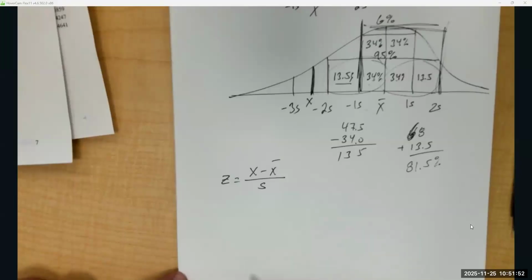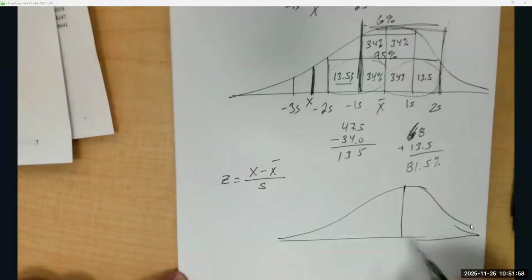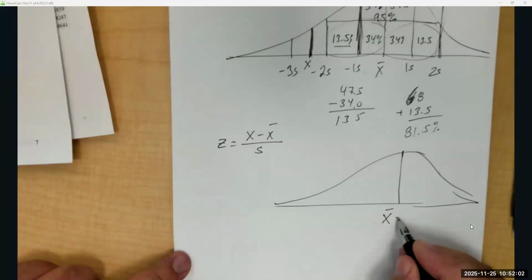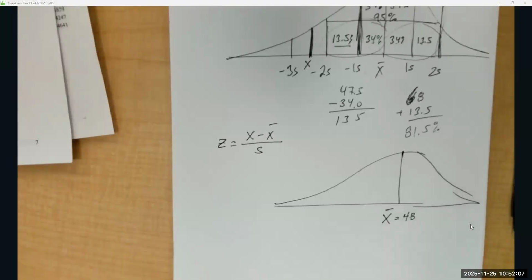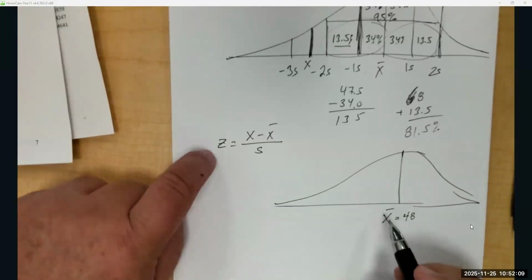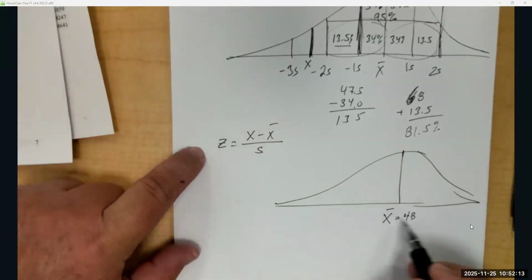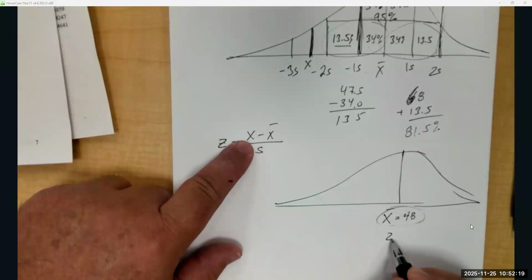Well, first off, when we deal with Z-scores, if it's perfectly distributed, we no longer have a mean, because the mean could be any number. It could be like 48. It could be any number. But when we convert it to the Z-score, what if my X bar, the mean, was 48, and my X was 48, what is my Z value?